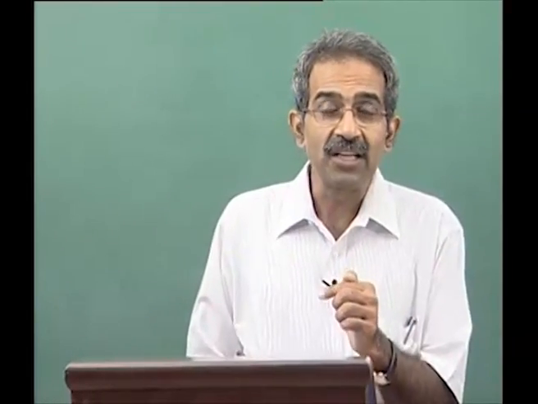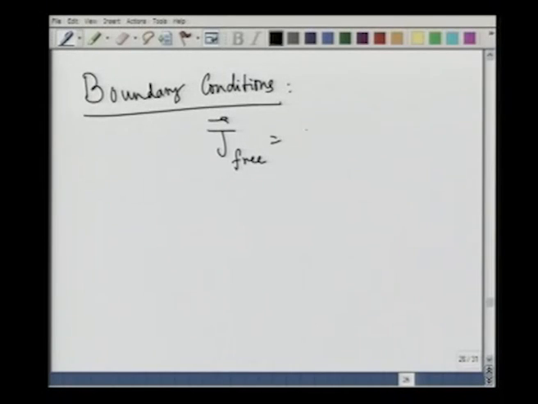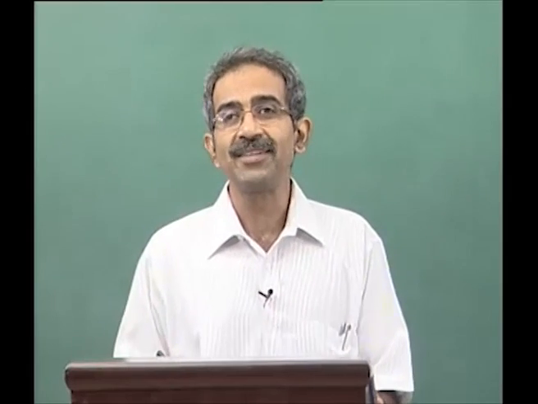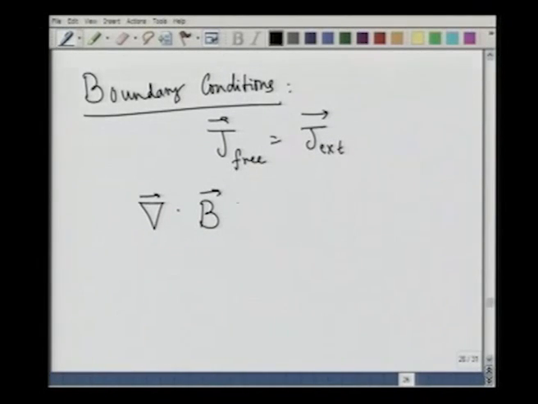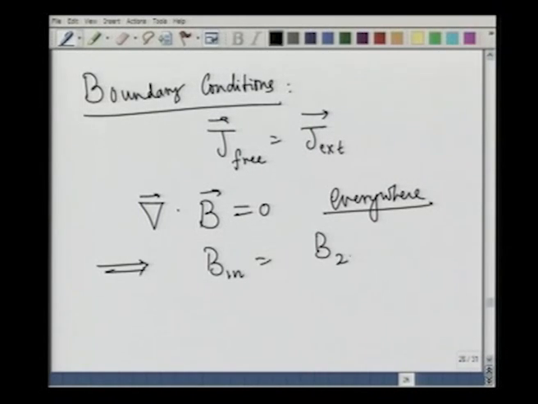So let me state the boundary conditions. When I am stating the boundary condition, I would like to stick to the situation where J free is J external. It is always more convenient, so that I can immediately write down the conditions. So what are the equations at my disposal? The first equation at my disposal is divergence B equal to 0, everywhere. No magnetic monopoles, medium or no medium, there are no magnetic charges. So what does it imply? This implies that B1n is equal to B2n. Normal components are the same.